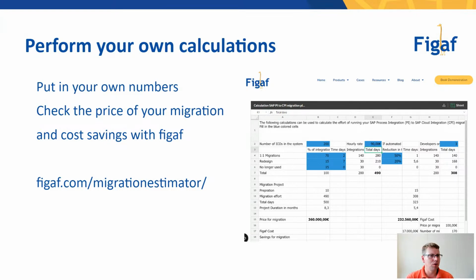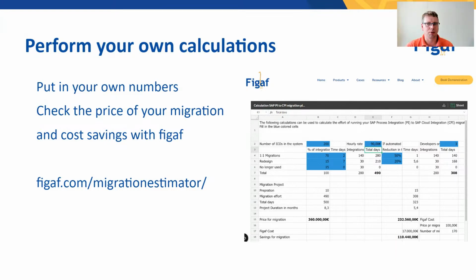And I need to move because otherwise you cannot see the important part of it. And here we can see that for this project it costs 360,000. With the Figaf tool, it just costs 233,000 for our 17,000 euro investment. So really a good business case also in the migration tooling.